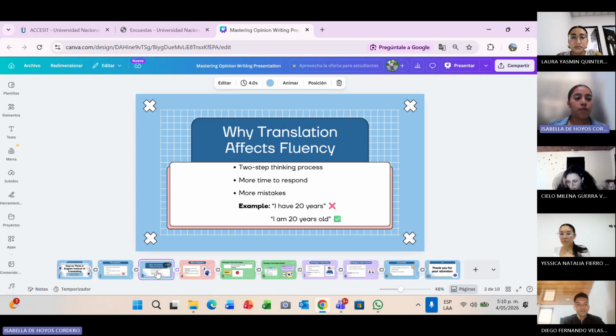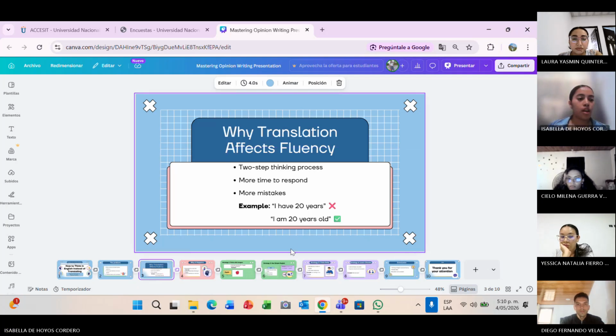When we translate, our brain works in two steps, first in Spanish and then in English. Because of this, we need more time to respond, and we often make mistakes. For example, in Spanish we say I have 20 years, but in English the correct form is I am 20 years old. This shows that translating directly does not always work.